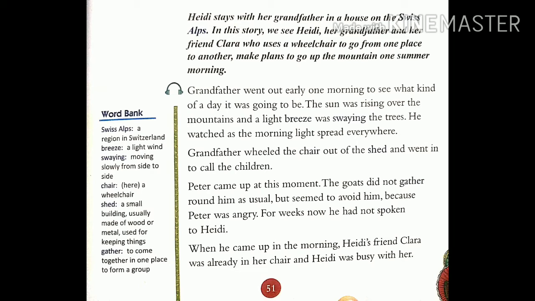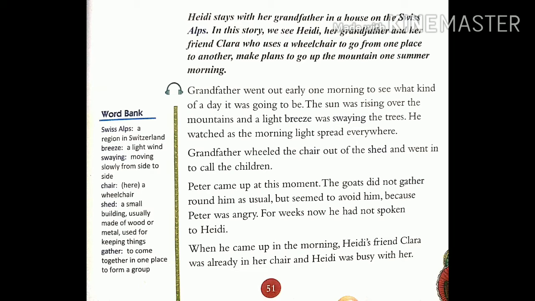Now, listen carefully. Grandfather went out early one morning to see what kind of a day it was going to be. The sun was rising over the mountains and a light breeze was swaying the trees. You know what is breeze? A light wind. When wind blows very lightly, it is called a breeze. Swaying means moving slowly from side to side.